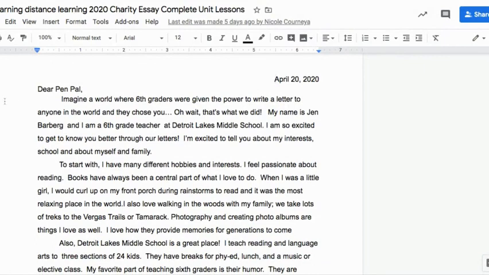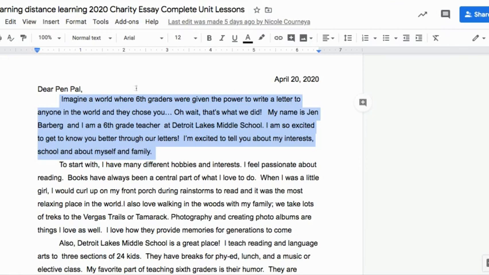So you can see here we've got our example paragraph. I'm going to read that to you here quickly. It says, imagine a world where sixth graders were given the power to write a letter to anyone in the world and they chose you. Oh wait, that's what we did. My name is Jen Barberg and I'm a sixth grade teacher at Detroit Lakes Middle School. I am so excited to get to know you better through our letters. I'm excited to tell you about my interests, school, and about myself and family.